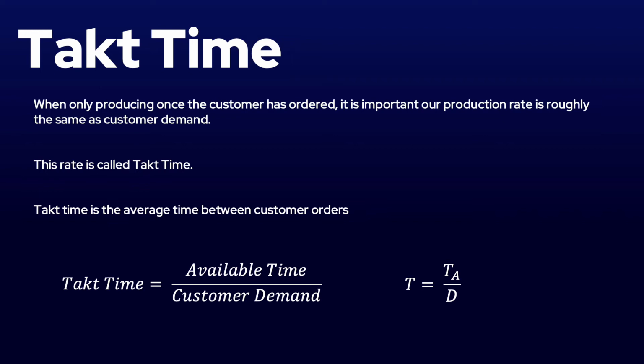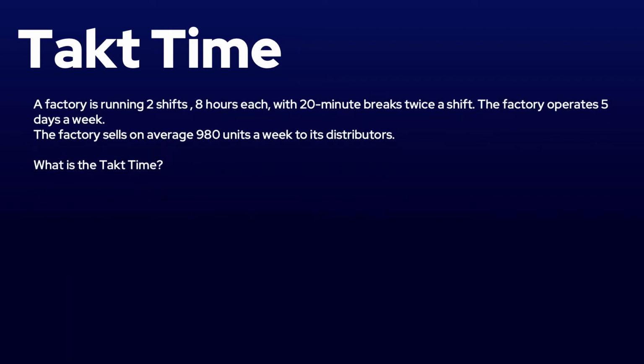Let's look at how this works in real life. A factory is running 2 shifts at 8 hours each. In each shift there are 2 20-minute breaks. The factory operates 5 days a week and is closed on weekends. The factory on average sells 980 units per week. What is takt? Feel free to pause the video and try this yourself, and compare with our results.